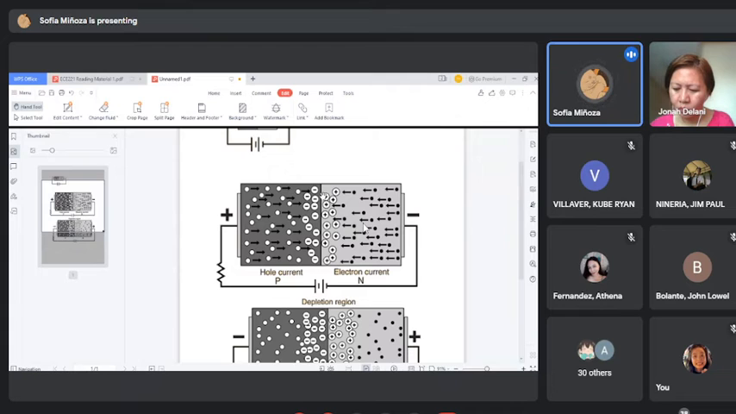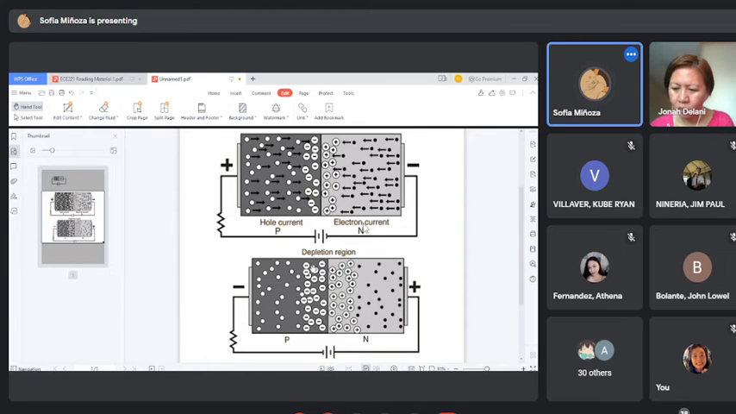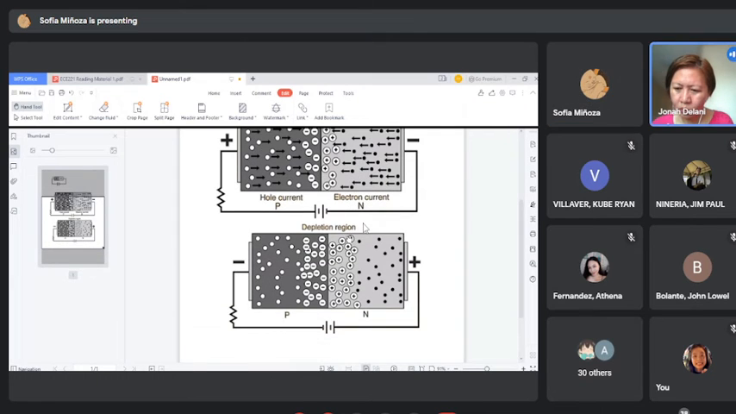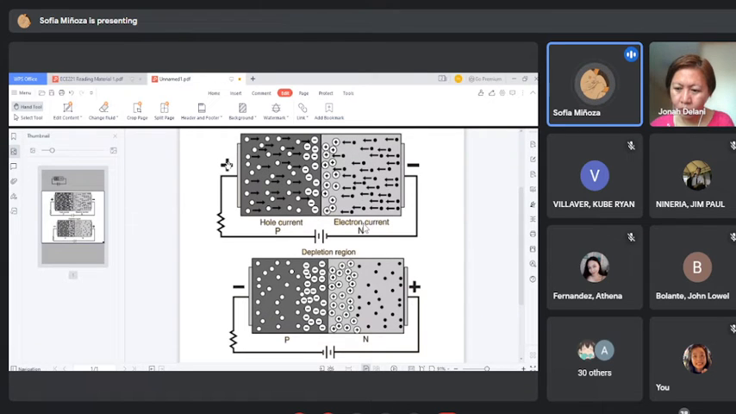These two layers of positive and negative create a region where charge carriers are depleted. This region is called the depletion region. Then, if we connect a voltage source across a diode, with the anode connected to the positive and the cathode to the negative, this will create a forward bias and allow the current to flow.